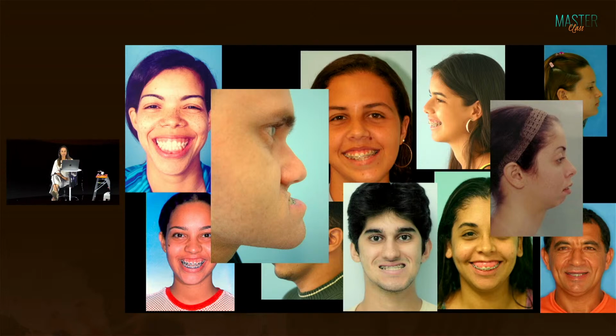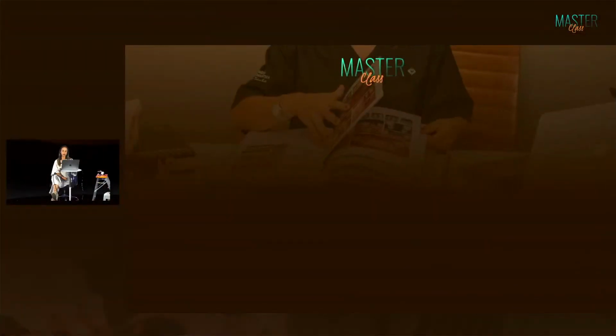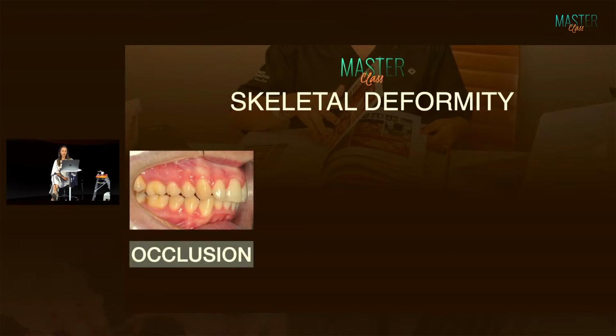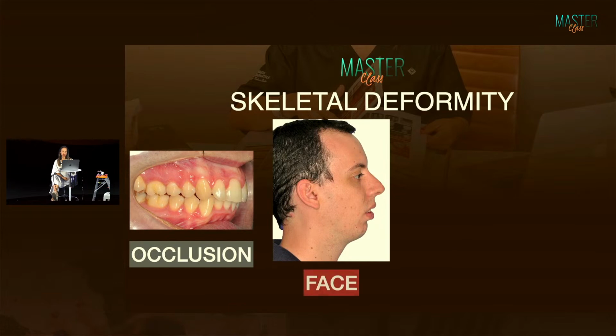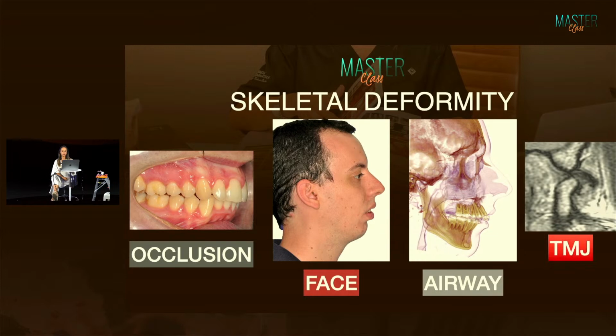During growth, we can treat this patient with some appliances that control the growth of this patient. But in adult patients, we need to treat either with orthodontic treatment or with orthodontic surgery. So we have to understand all these points when you have a patient with skeletal deformity. We think about getting the best occlusion for my patient and a very balanced face. I need to think about the airway and of course about the TMJ.